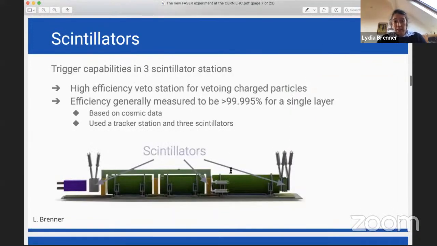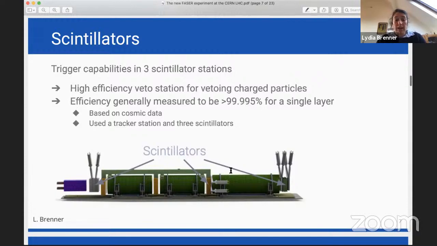So then we have the scintillators. The scintillators have trigger capabilities spread over 3 scintillator stations. It has high efficiency veto stations for vetoing charged particles, since that's not what we're looking for. And the efficiency is generally measured to be larger than 99.995% for a single layer.